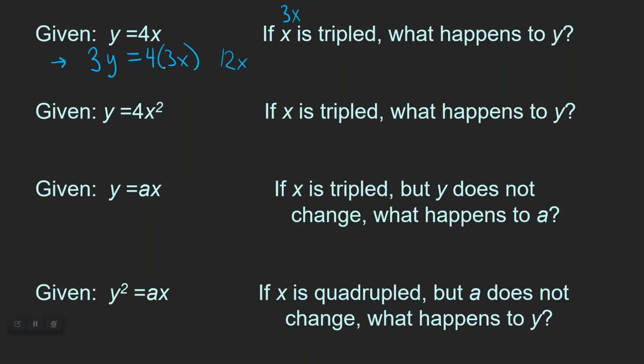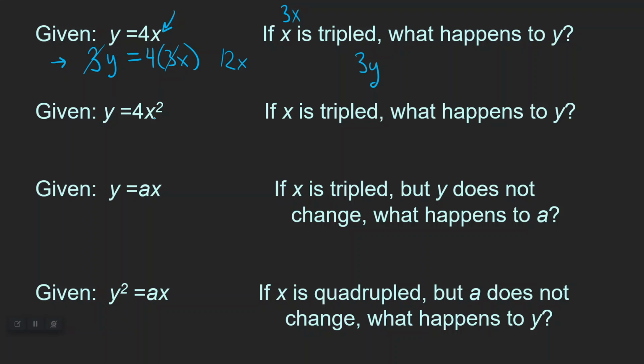Notice this equation, 3y equals 4 times 3x. It looks exactly the same as this. Those 3s can just cancel out. But notice when we triple x, y also ends up tripling. What we do to x, we also do to y. Let's look at this second example.